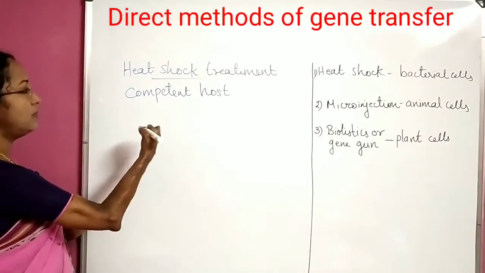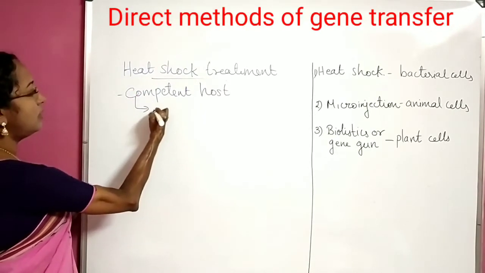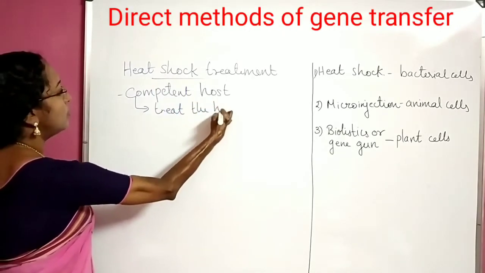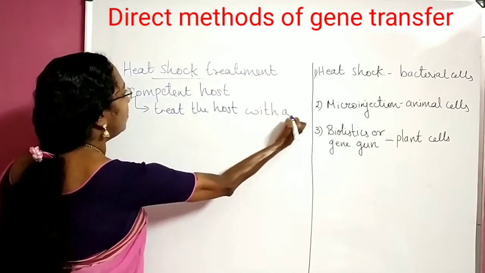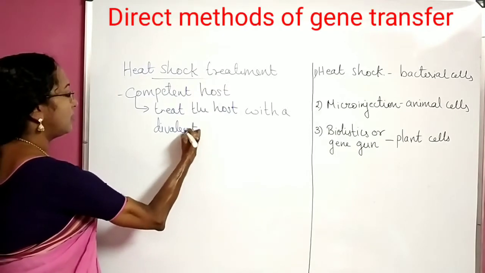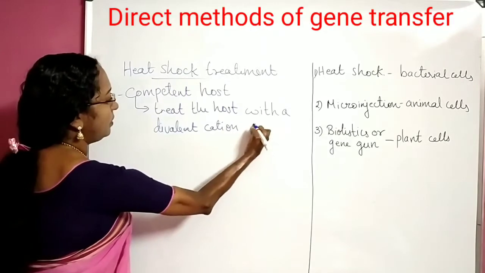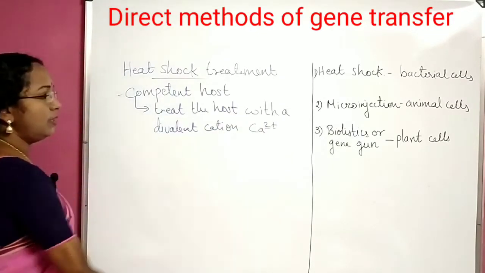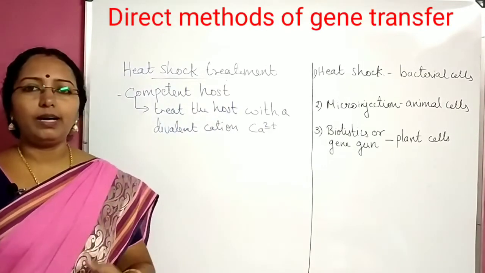So how to make it? To make this host a competent cell, you just treat the host with a divalent cation. Divalent cation, example Ca2+. Its valency is 2, and it is a cation. So just treat the bacterial cell with a divalent cation.